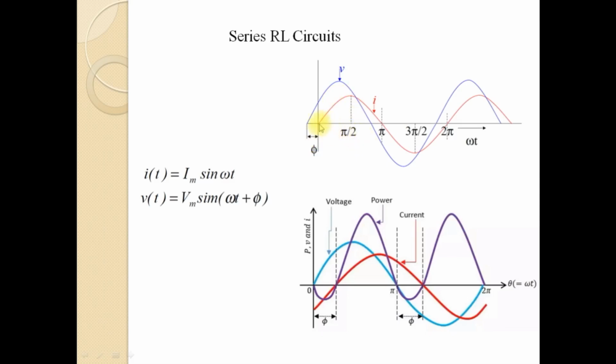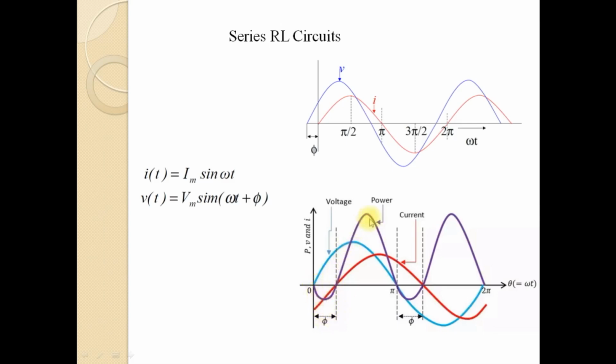Now if you shift the origin from this point to this point, you will get this waveform. Same waveforms are there, and additionally we have plotted the variation of the power also here. So here you can see that now instead of this point, here is the origin. So you can consider voltage as the reference waveform. It is starting from the origin, and you can see that the current is lagging with respect to the voltage by an angle phi.